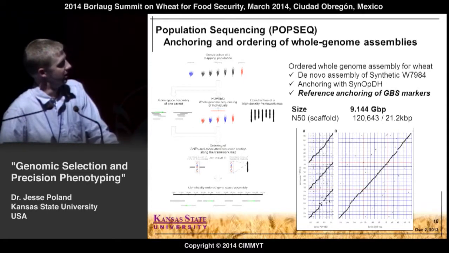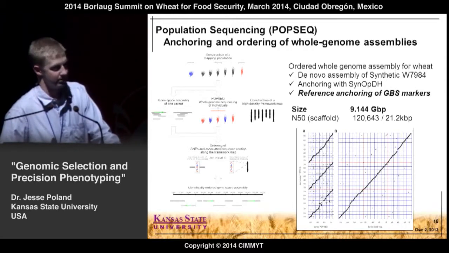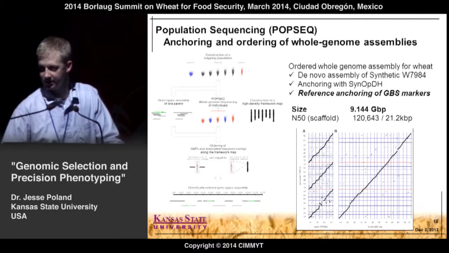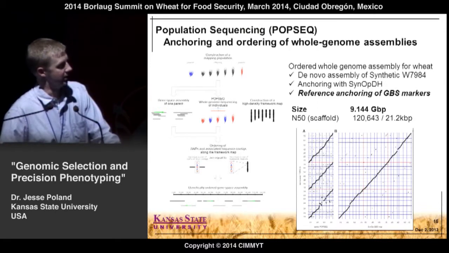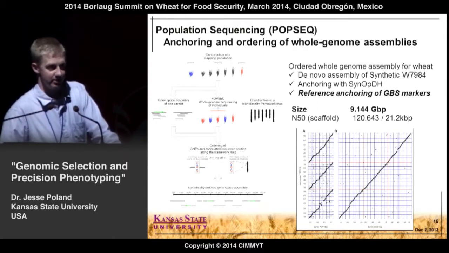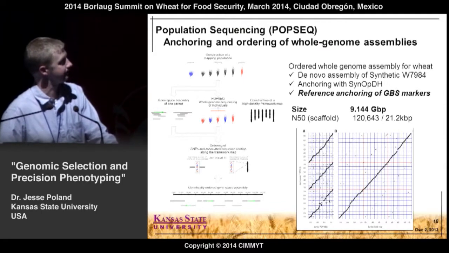And so in collaboration with JGI and using some of these population sequencing approaches, we basically have now, and we're working on, a whole genome assembly for wheat that's anchored and ordered. And so now we can actually put all of these thousands of GBS markers in a genomic context, and that will give us reference anchoring of GBS markers, which will really help facilitate both the genomic selection and also association and mapping approaches in the breeding program.